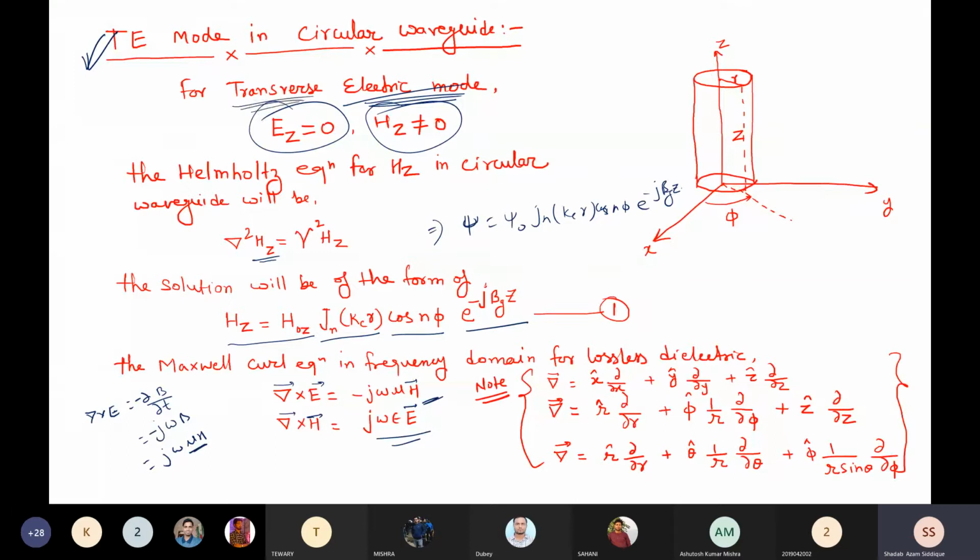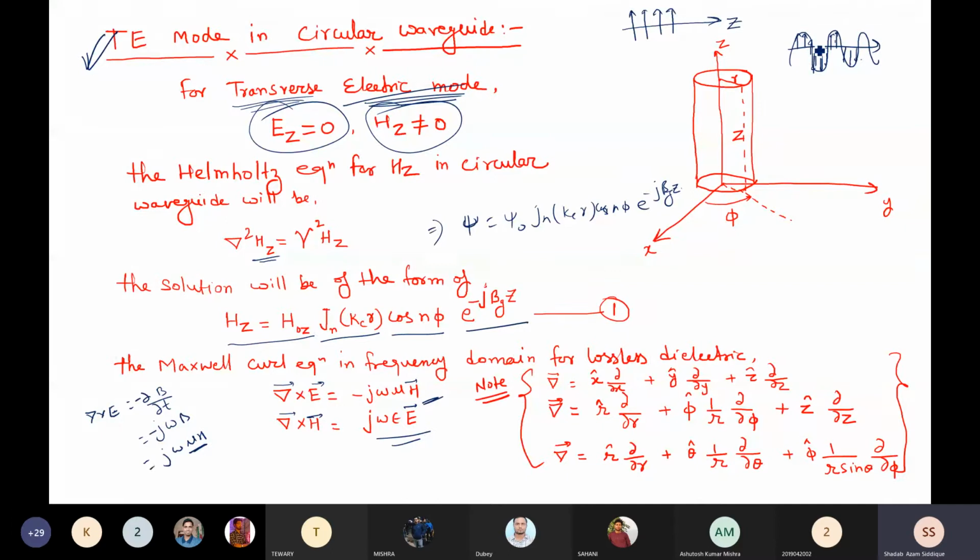Transverse means what? If the propagation is in the z direction, let me take the rectangular coordinates, or this one also. If the propagation is in the z direction, that means we have transverse electric. So the electric field will be perpendicular to this z. Suppose it is propagating in the z direction, so the electric field will be in this way. This is the direction of the electric field.